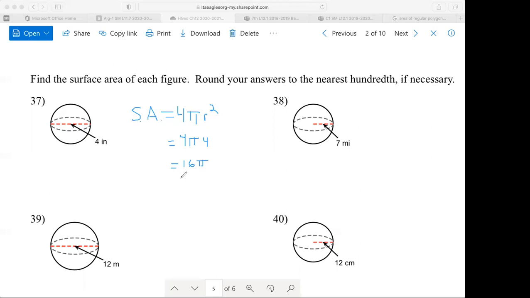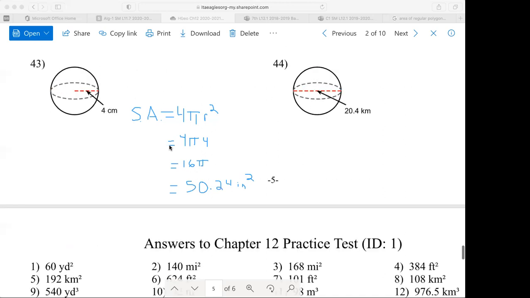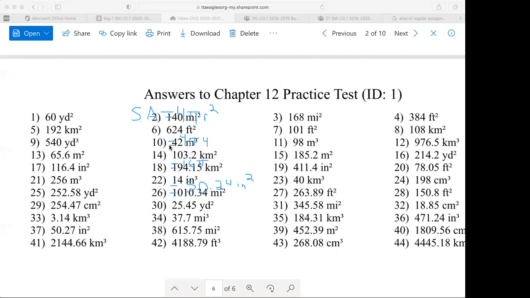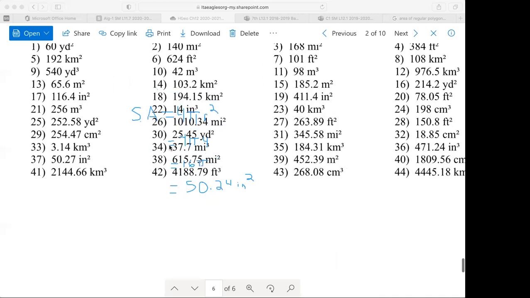16 times pi is about what, 49 or something? 50.24. All right, 50.24. And that would be in inches. We're doing area, inches squared. I'm not going to do 2 of these. I'll only do 1 of them. 37, 50.24. 50.27 is what they got.